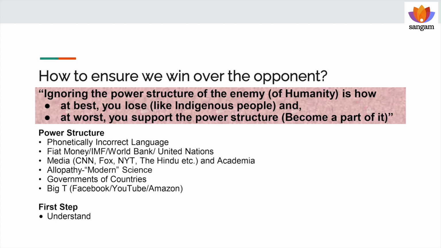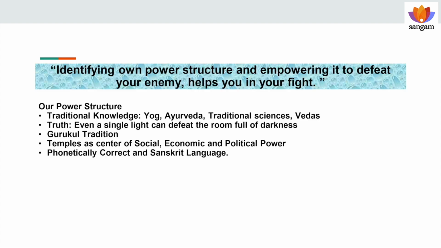Now, these are some of the things that we can do. We have to identify our own power structure, and we have to empower it to defeat our enemy. That helps you in your fight. We have a power structure like traditional knowledge, yoga, Ayurveda, traditional sciences, the Vedas. If we have the truth on our side, even a single light can defeat a room full of darkness. So this is what we have on our side: the Gurukul tradition, the temples as centers of social, economic, and political power, and a phonetically correct language.